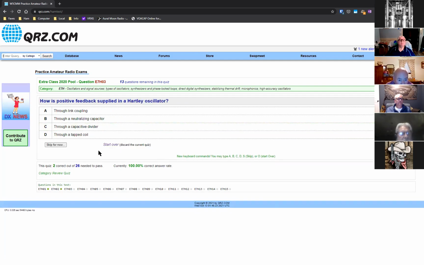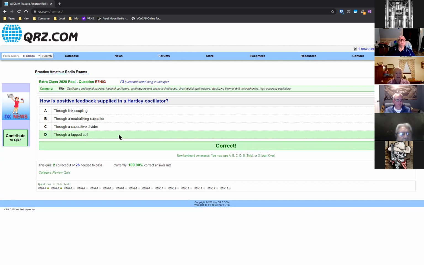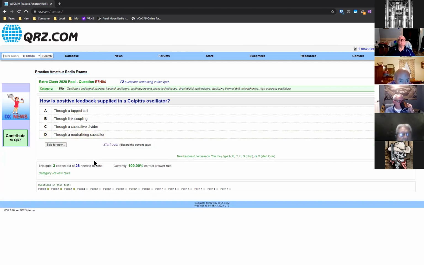How is positive feedback supplied in a Hartley oscillator? C. I remember Hartley, H, H, Henry's, I'd say tapped coil, D. Yeah, tapped coil. How is positive feedback supplied in a Colpitts oscillator? It's going to be C. Yeah, Colpitts, capacitive.